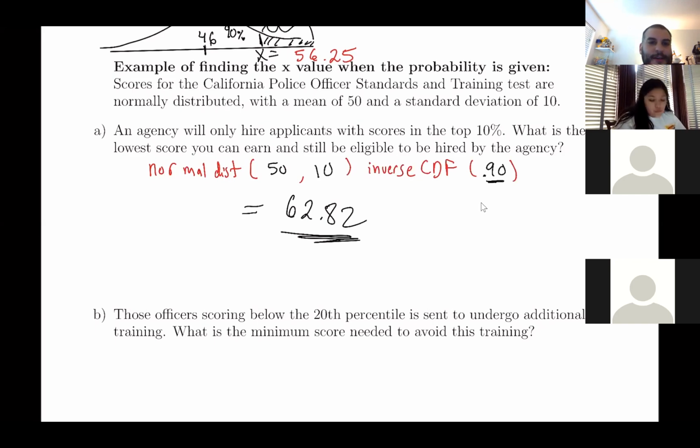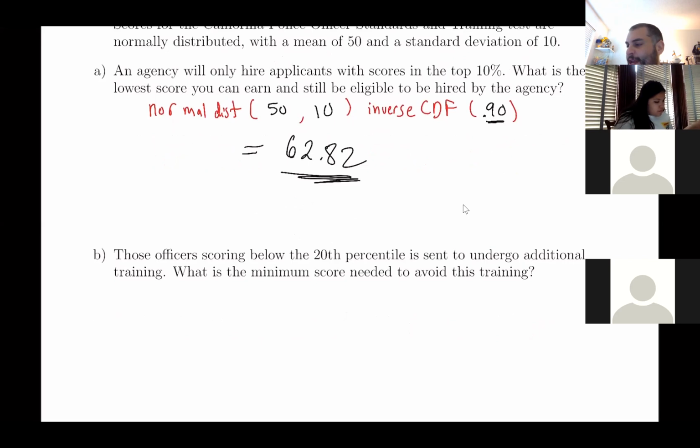All right. So let's do part B. For part B, it said those officers scoring below the 20th percentile are sent to undergo additional training. What is the minimum score needed to avoid this training? Anytime they want you to find a percentile, this is the other way of saying the bottom. So if I say 20th percentile or bottom 20%, it's exactly the same thing.